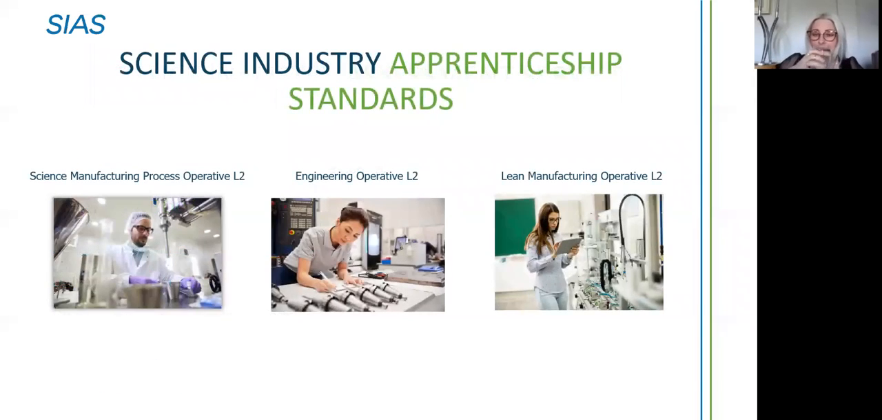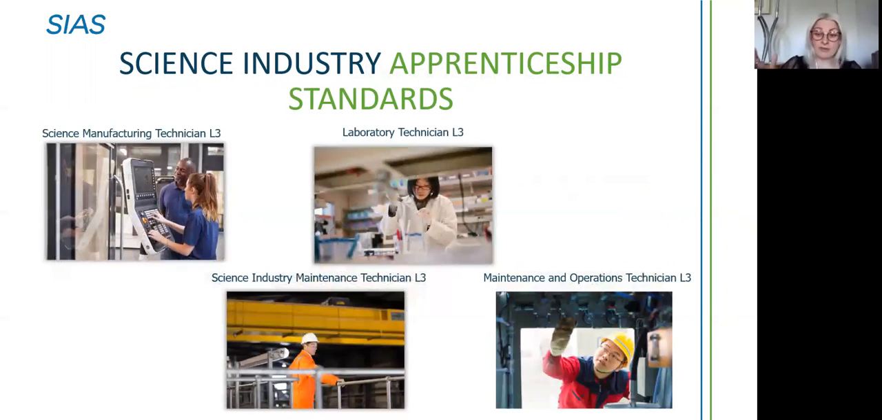So then, the standards that we currently deliver. We've got a small raft of the level 2 standards now. This is the science manufacturing process operative, the engineering operative, as well as the lean manufacturing operative. A bigger range of the level 3s. So we've got the science manufacturing technician, the lab technician, industry maintenance technician, and more recently the maintenance and operations engineering technician, the MOE technician.